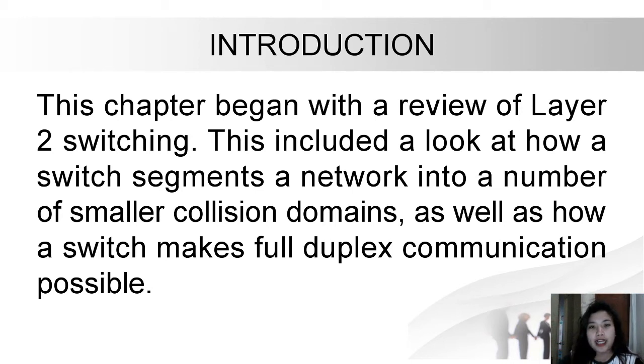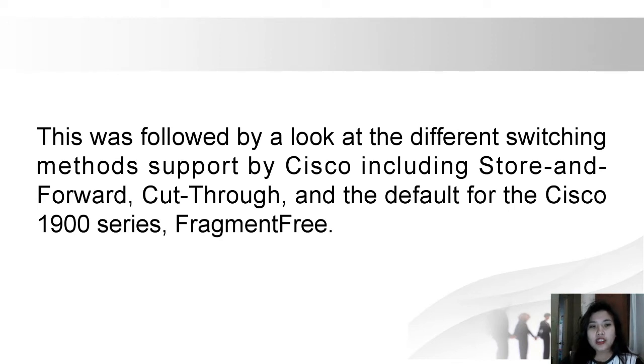This chapter began with a review of Layer 2 switching. This included a look at how a switch segments a network into a number of smaller collision domains, as well as how a switch makes full duplex communication possible. This was followed by a look at the different switching methods supported by Cisco, including store and forward, cut through, and the default for the Cisco 1900 series, fragment free.